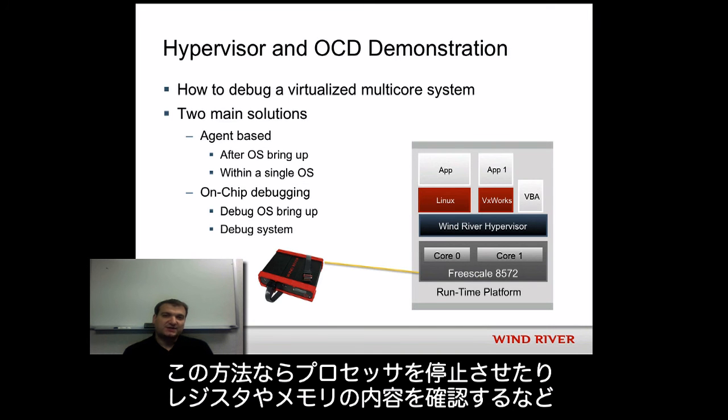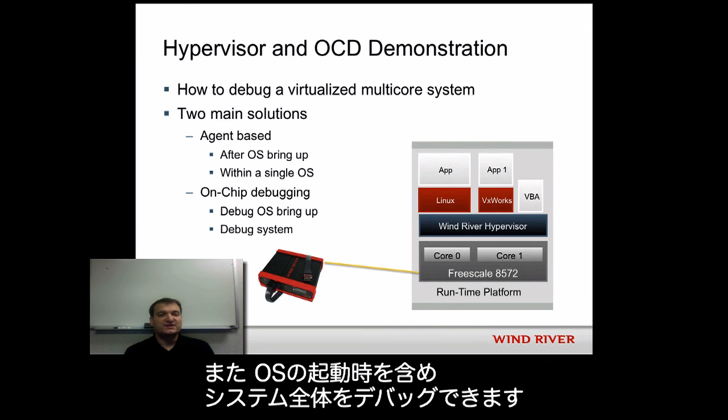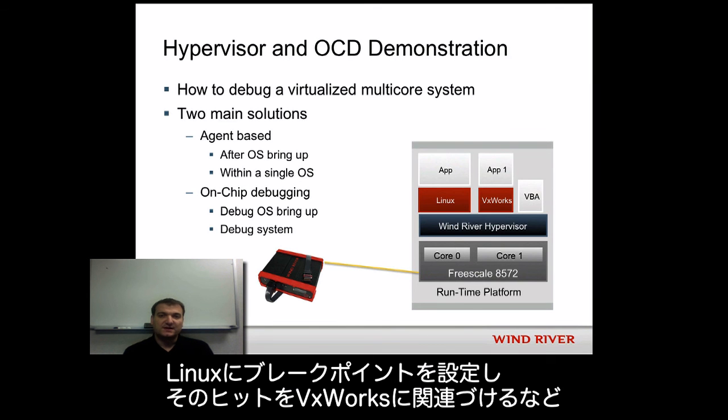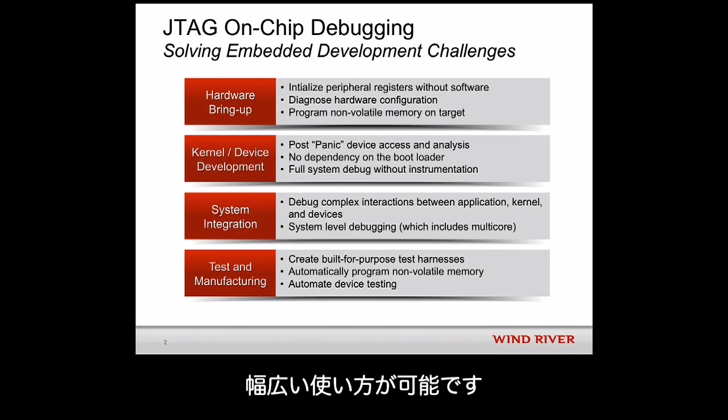And that allows you to start inspecting, stopping the processor, inspecting registers, inspecting memory, and all those types of debug actions from the moment that the chip turns on. So you can actually debug operating system bring-up, and you can debug the entire system as well, meaning I can put a breakpoint in Linux, and when that breakpoint is hit, stop my VxWorks partition as well. So on-chip debugging provides you with a lot more options.